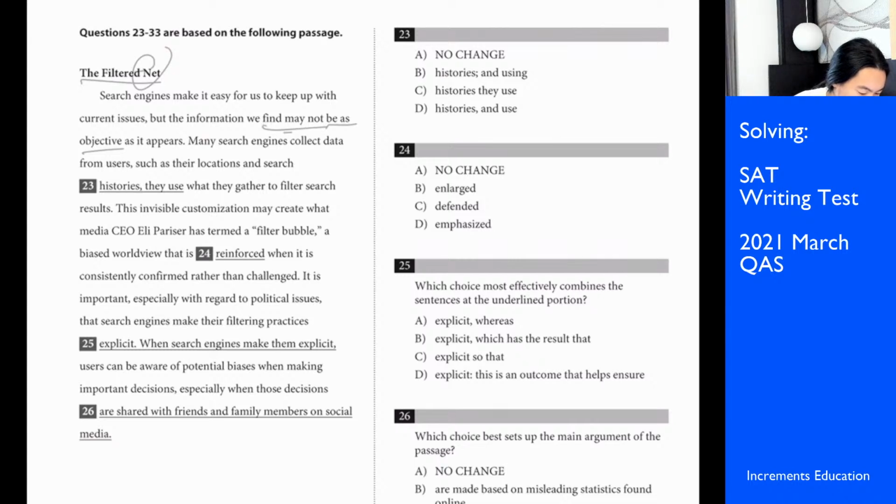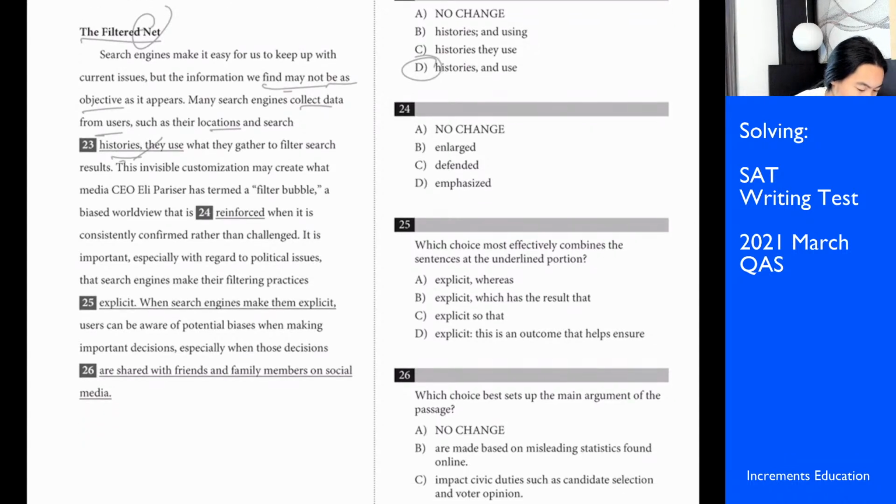Okay, not objective. To collect data and use. A filter bubble, a biosphere that is reinforced. That makes sense. It's reinforced. It's strengthened when it is consistently confirmed. It is important, especially made explicit, because by doing so, so that, right? Oh yes, so that is correct, right there.